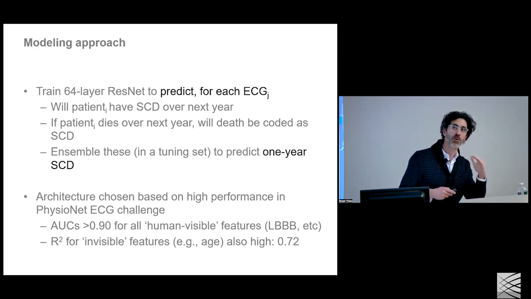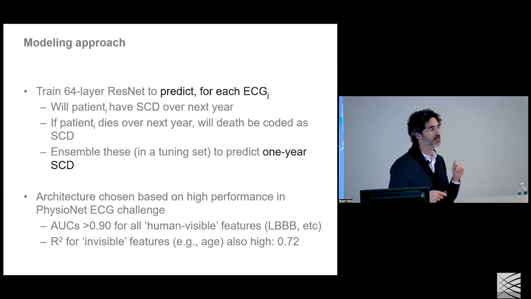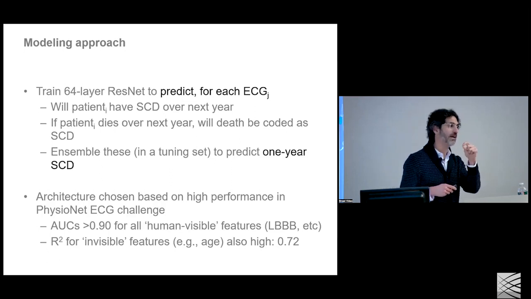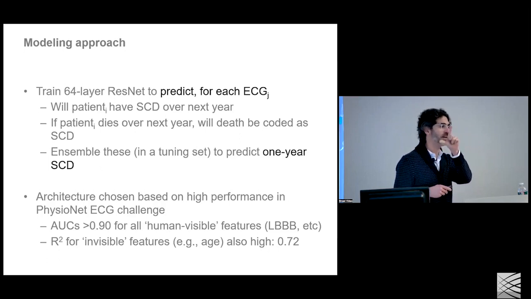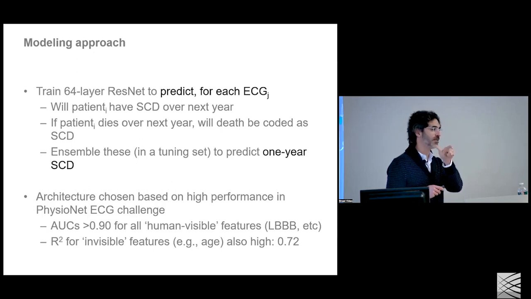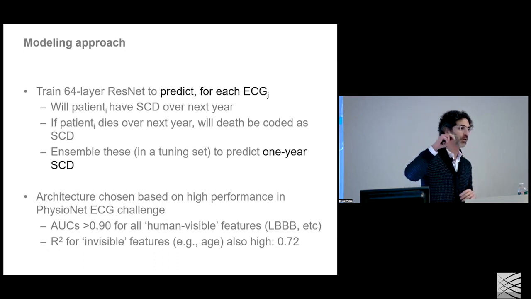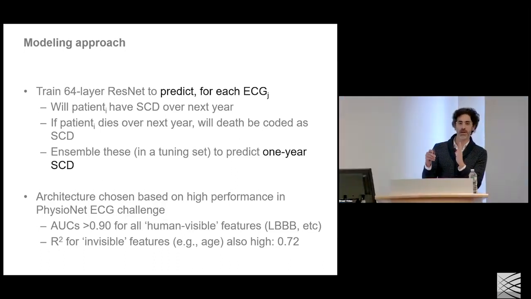And so what we're predicting exactly is two things. We predict for everybody, will they die of sudden cardiac death in the next year? And then we predict for the people who die, will that death be of sudden cardiac death? So you can think of one as an unconditional predictor and the other as a conditional predictor only for the people who died. And then we ensemble those two things together to predict the 1-year sudden cardiac death likelihood.